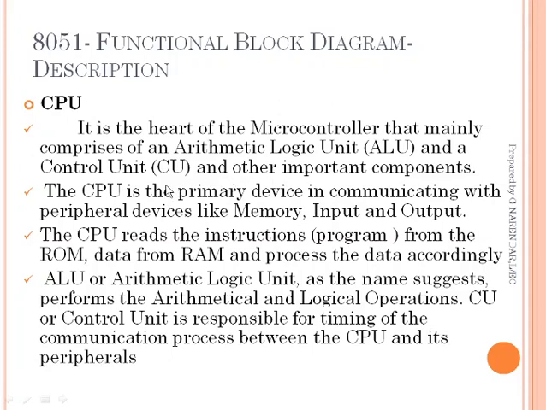So what is the prime purpose of your CPU? It connects to every other functional block and every other circuit, and it's the primary device in communicating with all other functional blocks like your memory and input and output. So what will the CPU do? It reads instructions, or the set of instructions called a program, from the ROM where it was stored, and also data from the RAM, processes the data accordingly and gives the result as output.